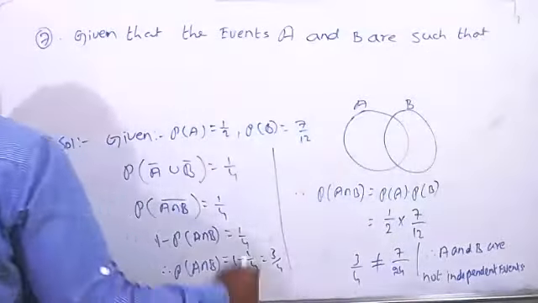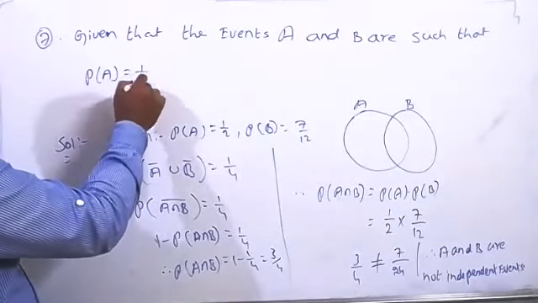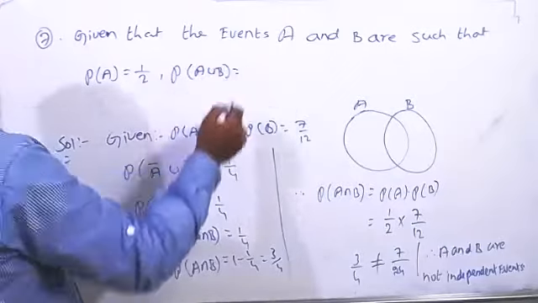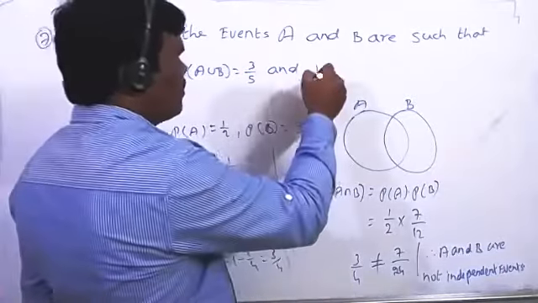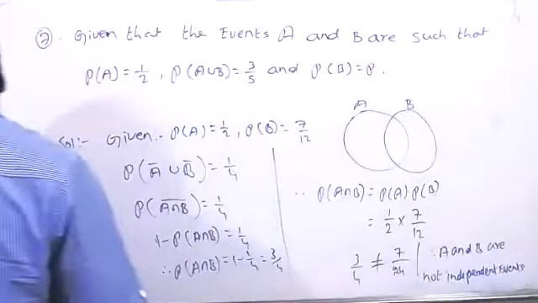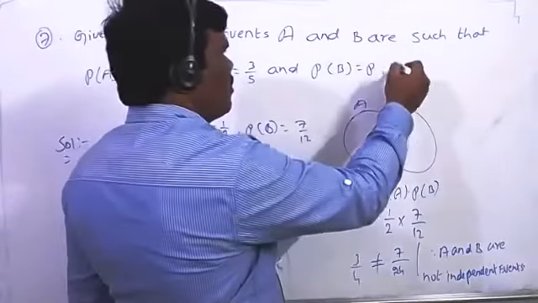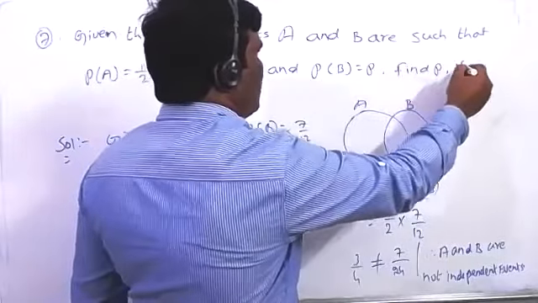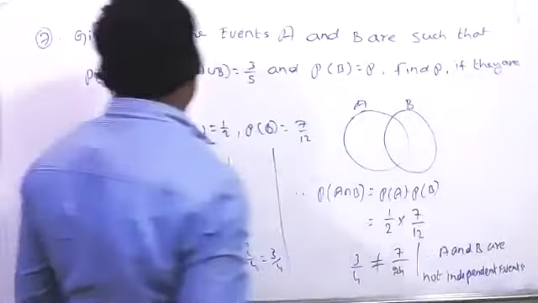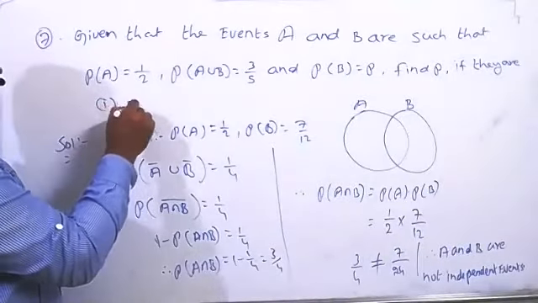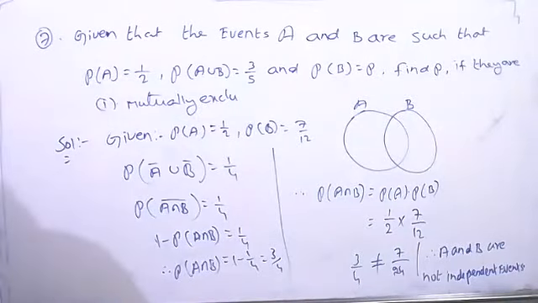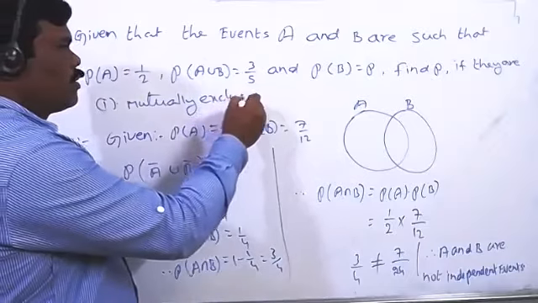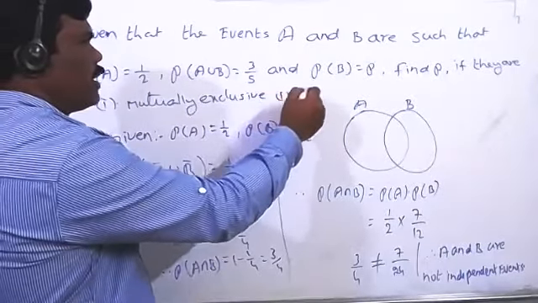A and B are such that the probability of A equal to 1 by 2 and the probability of A union B equal to 3 by 5 and the probability of B equal to P. Find the value of P, if they are first, mutually exclusive, and second, independent.